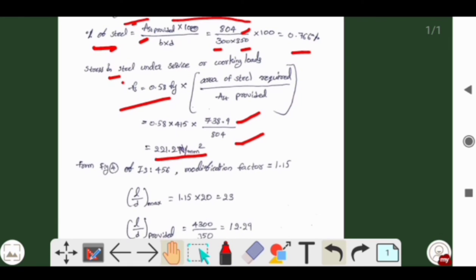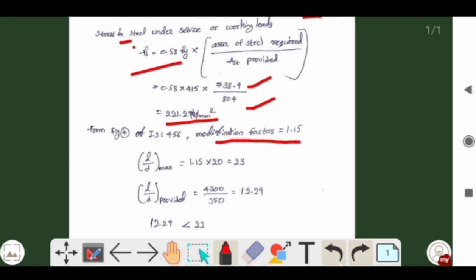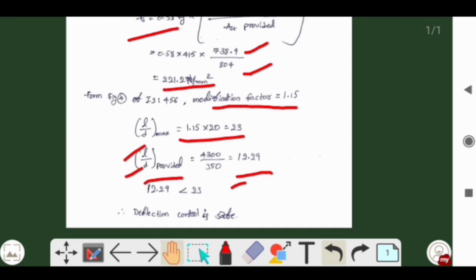And from figure 4 of IS 456 modification factor, we get 1.15. L by d maximum equal to 1.15 into 20, we get L by d maximum 23. And then calculate L by d provided equal to L, the effective length 4300, by d, the effective depth 350. We get 12.29. L by d provided is less than L by d maximum. So deflection control is safe. The designed beam is also safe.